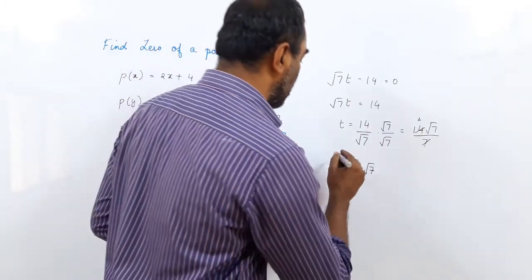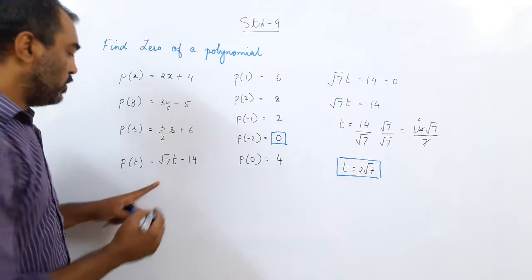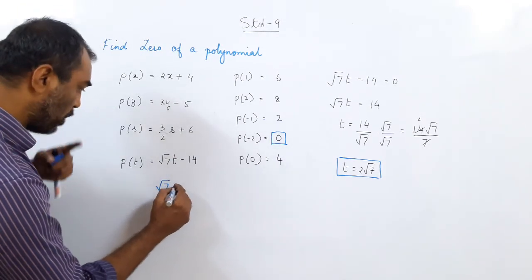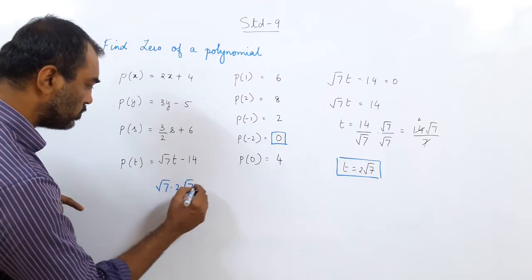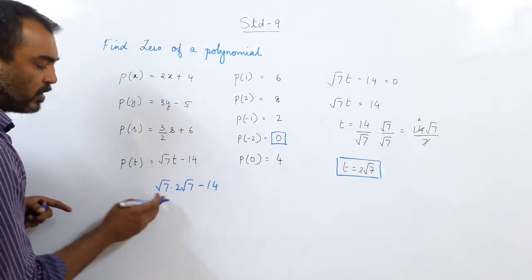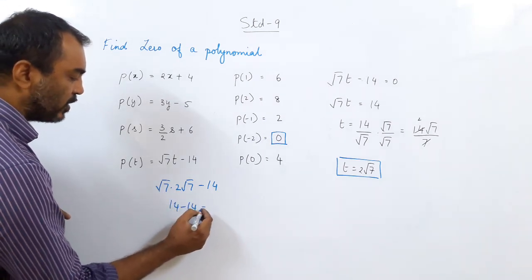And you can check this answer when you put t equal to 2 root 7. Now I told you root 7 times root 7 is root 49. That is 7. So 2 7s are 14. Minus 14 gives you a 0.